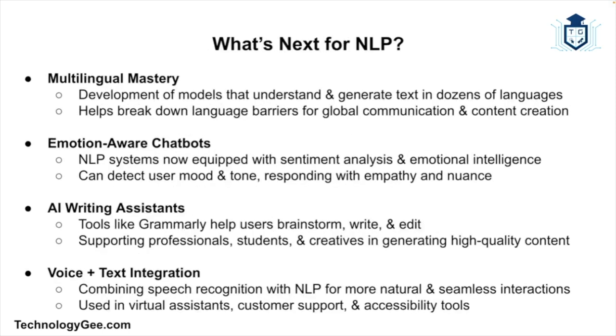So exactly what is next for natural language processing? Well, the field of NLP is moving fast. And so here are some exciting frontiers. You're going to have multilingual models, and this will be one model that understands dozens of languages. You're going to have emotion-aware chatbots, and these are going to be bots that detect your mood and respond empathetically. You're going to have AI writing assistants. Tools like Grammarly are already out there where they can help you create content.